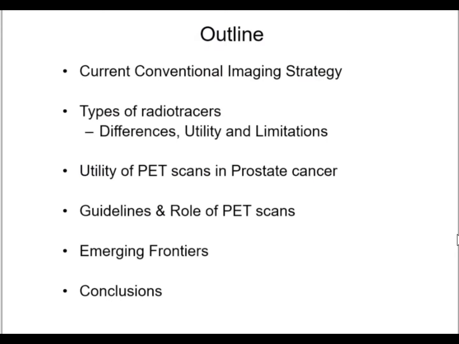So my outline of the talk would be talking about conventional imaging strategies, the different types of radiotracers we use in PET scans, the utility of PET scans in prostate cancer per se, and the guidelines and the role of PET scans after all the data, and what are the emerging frontiers.